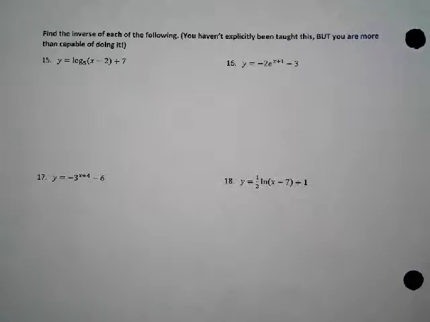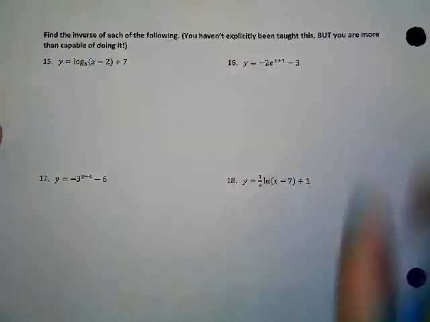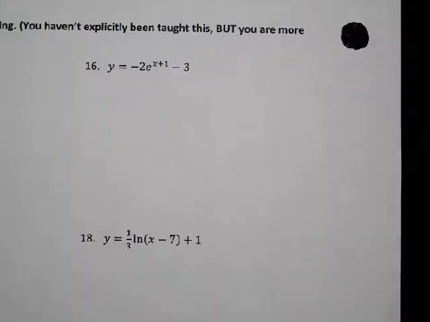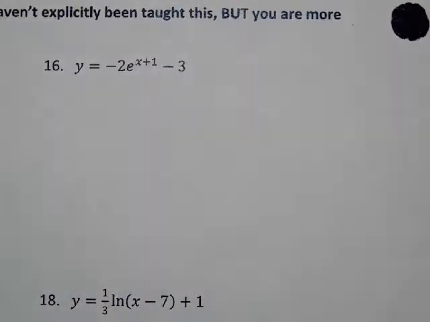Okay. Which one should we try? 15, 16, 17, 18? 16? Let's try 16. 16 is a great one to start on because it's a little bit intimidating, but not terribly so. Somebody remind me, when you find an inverse, what is the very first thing you do? You don't even really have to use your brain. Yes, switch the x and y. With an inverse, you trade the x and y, so we're going to do that first.